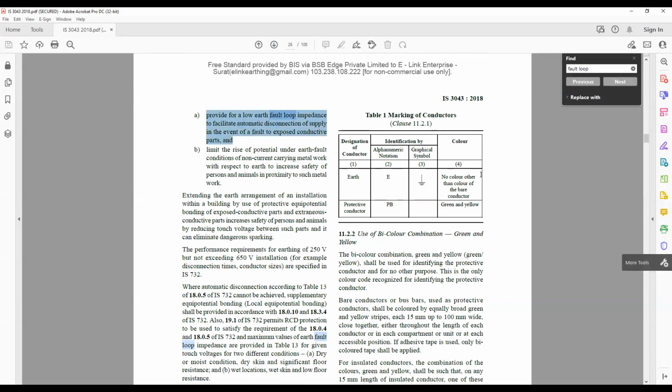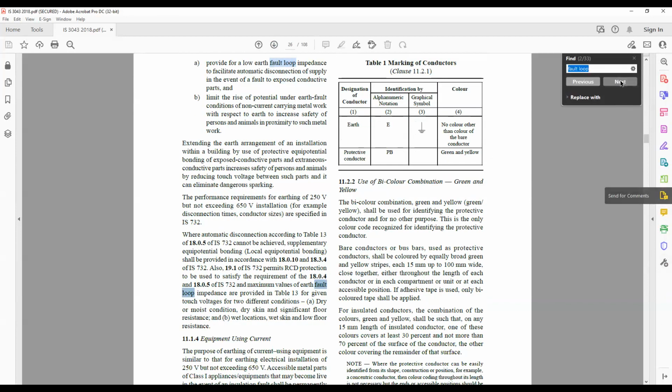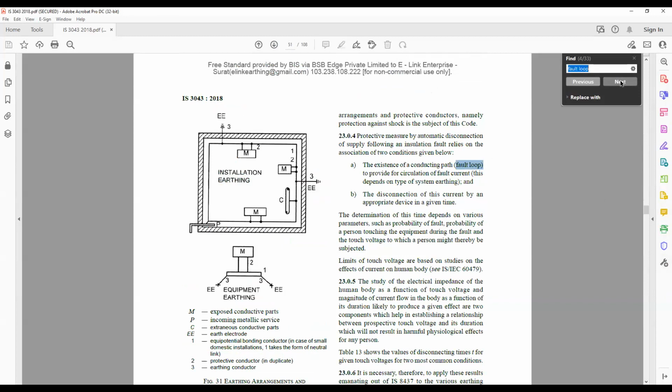Now if you click further, you can go down, next. See all these, for example, you see this 23.04, protective measure by automatic disconnection of supply following an insulation failure relies on the association of two conditions given below. The existence of a conducting path, fault loop, to provide for circulation of fault current. This depends on the type of system earthing and the disconnection of this current by an appropriate device in a given time. Can you further go, please?